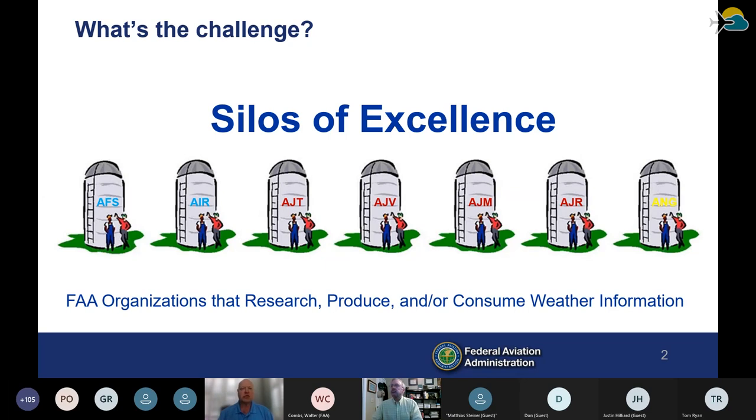So the way we started things out is looking at the challenge. Within most organizations, we have silos of excellence where you've got different groups within your organization working on something that may have commonality, but they're not talking to each other. And certainly the FAA is one of those organizations like many others. So we look at the different parts of the FAA that are producing, researching weather, consuming weather information, doing great jobs at it, but geez, for some reason, we just don't talk to each other. So how do we do that? Next slide, please.